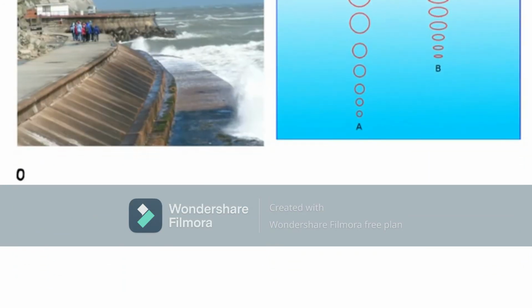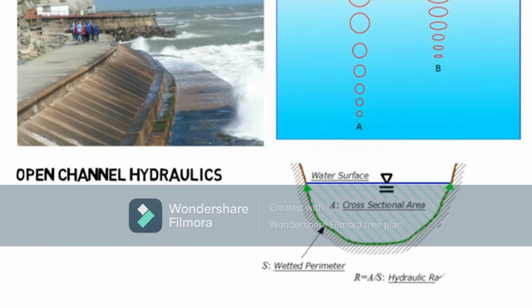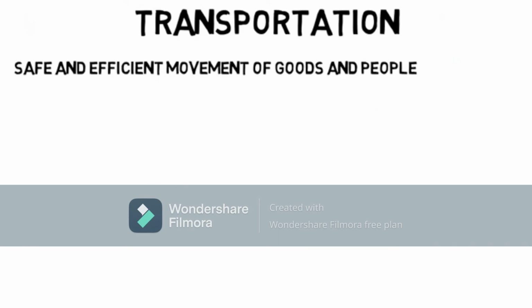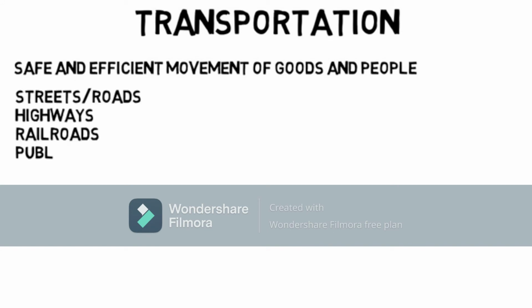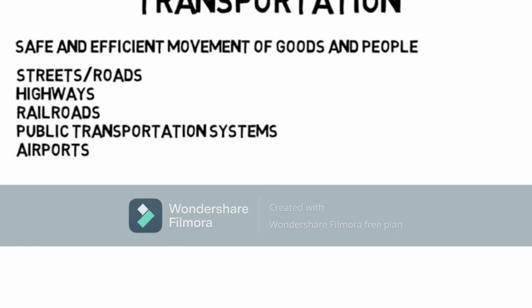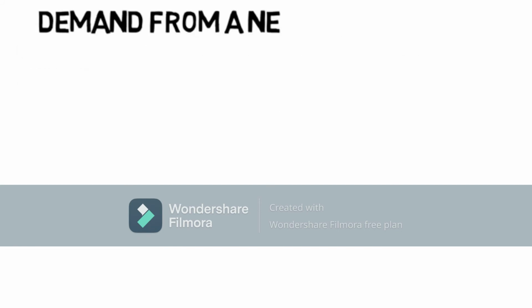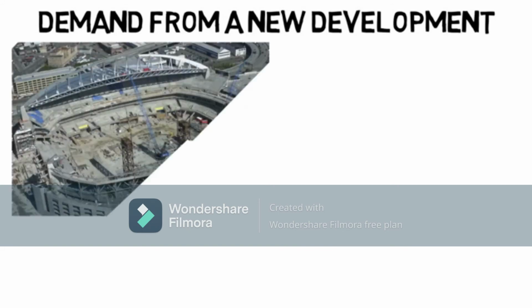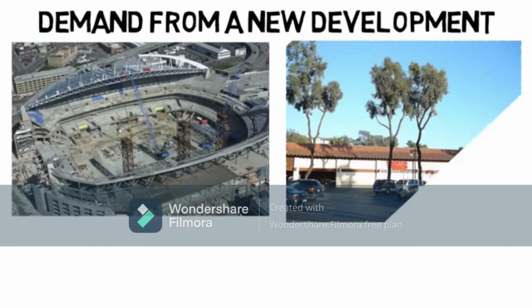Or open channel hydraulics, which is about fluid flow in an open channel as opposed to a closed channel or pipeline. And last is transportation engineering. This is about safe and efficient movement of goods and people. These are the engineers who design streets, roads, highways, railroads, public transportation systems, and even airports. So maybe this engineer has to look at the kind of demand from a new development, whether it's a new stadium in your city, all the way to a new grocery store in a new location.